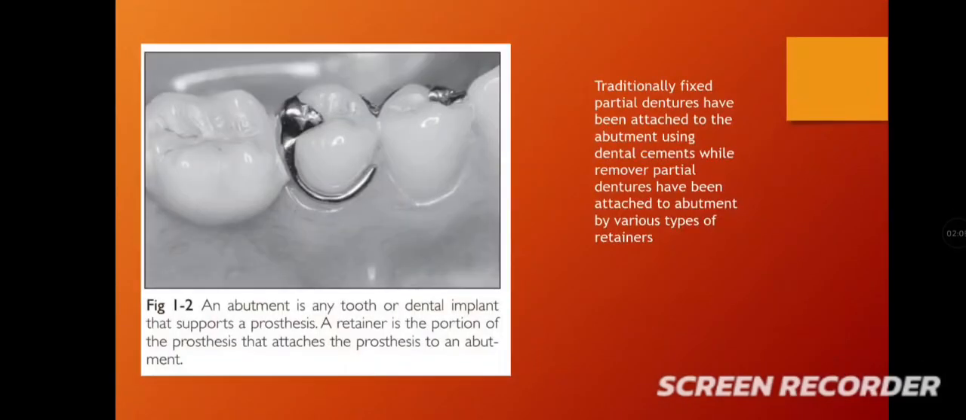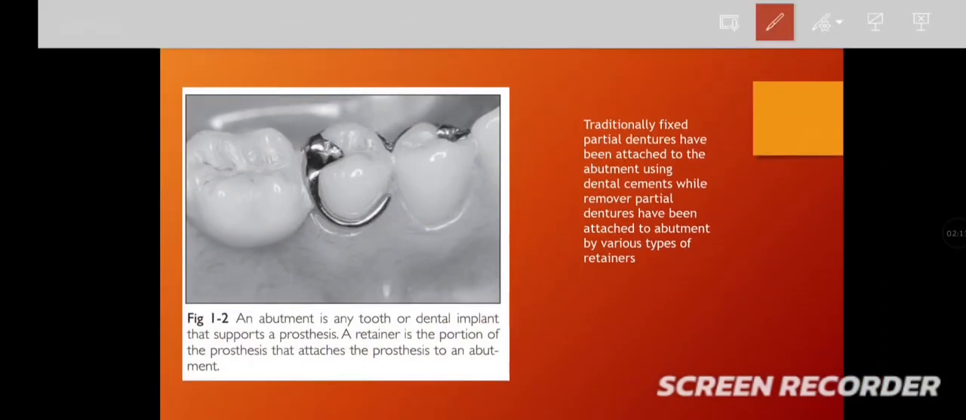Next term is abutment and retainer. They are a central point of discussion when we discuss the prosthesis. Abutment could be either a tooth or a dental implant. It will support the prosthesis. In this picture you can see the tooth is providing support to the retainer.